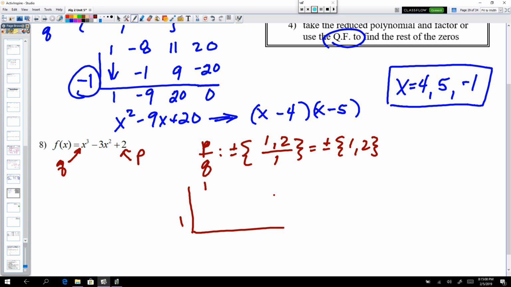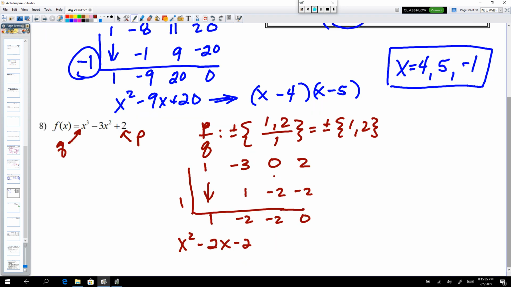We'll take the coefficients 1, -3, 0, and 2, because we don't have a linear term. Take the 1 down, multiply up, add down, multiply up, add down, multiply up, add down, and thank goodness we have no remainder. So the quadratic we have now is x squared minus 2x minus 2.